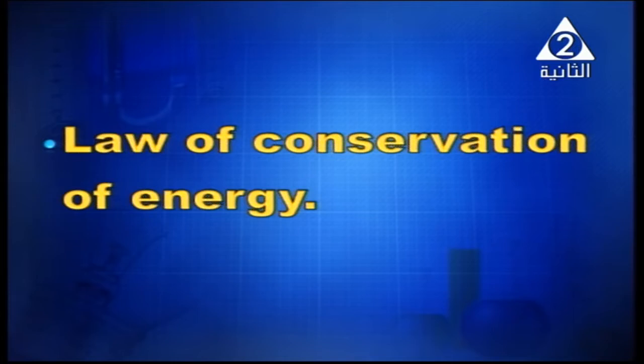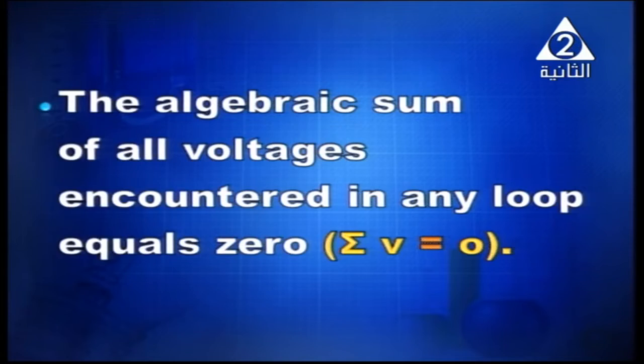The law of conservation of energy is the second law of Kirchhoff. It is the Kirchhoff voltage law. It states the algebraic sum of all voltages encountered in any loop equals 0. The algebraic sum of all voltages encountered in any loop equals 0. Summation of voltage equals 0.